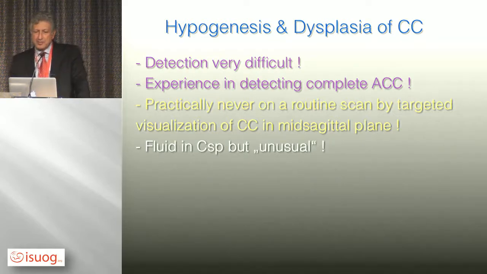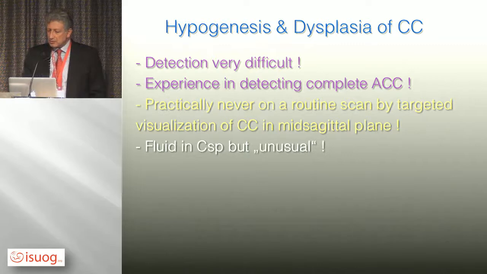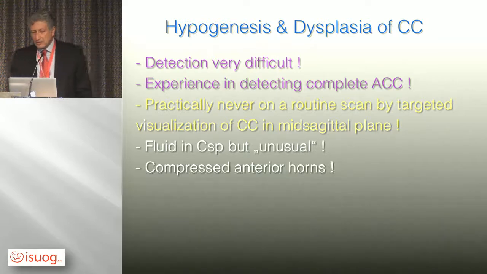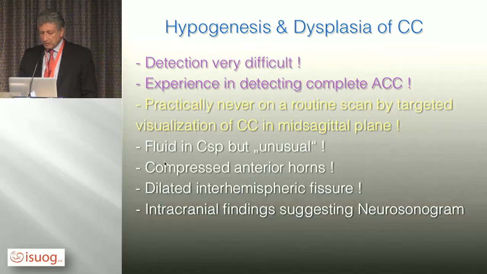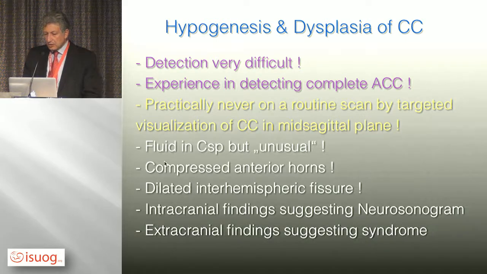Fluid may be in the cavum septi pellucidum. This is not so reliable, I assumed at the beginning, but it looks in general unusual. You commonly have compressed anterior horns, and very common is the typical image of the dilated interhemispheric fissure, but not fluid in the cavum septi pellucidum. This is why you generally have some signs suggesting a neurosonogram. Even a Blake's pouch cyst can be a hint, or another syndrome.